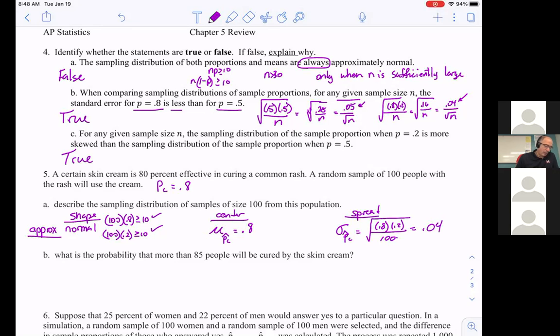What's the probability that more than 85 people will be cured with the skin cream? So what's the likelihood that if I took a random sample of 100, 85 of them or more will be cured?